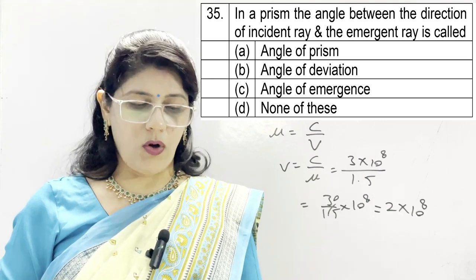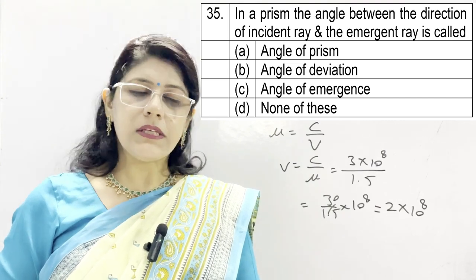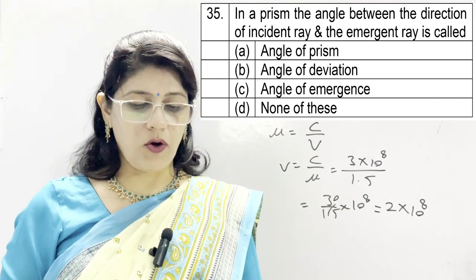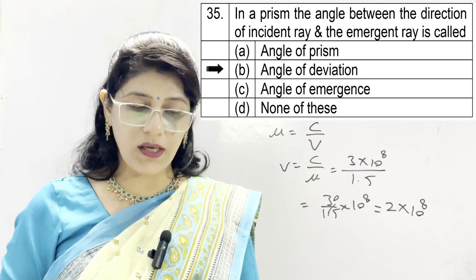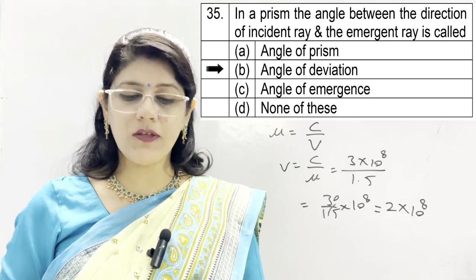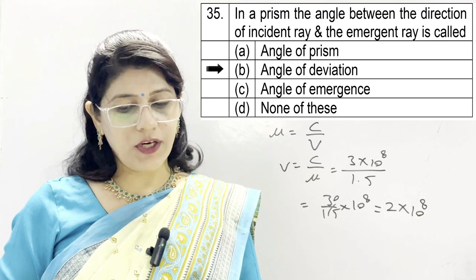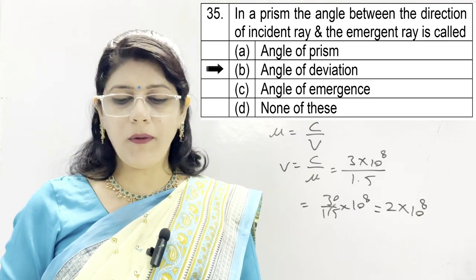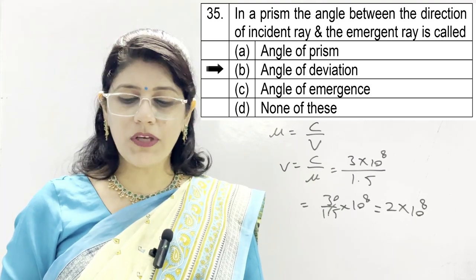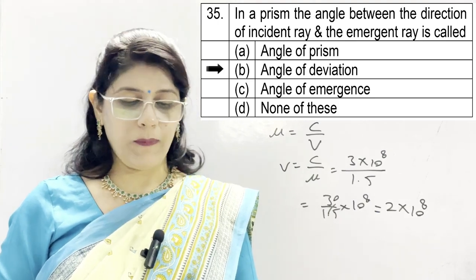emergent ray is called A option, angle of prism, B, angle of deviation, C, angle of emergence, and D, none of these. And the correct option is B, which is angle of deviation. Because when a ray of light passes through a glass prism, it gets deflected twice. First while entering into the glass prism and second while coming out from the prism. And sum of these two deflections is called angle of deviation. So correct option is B.